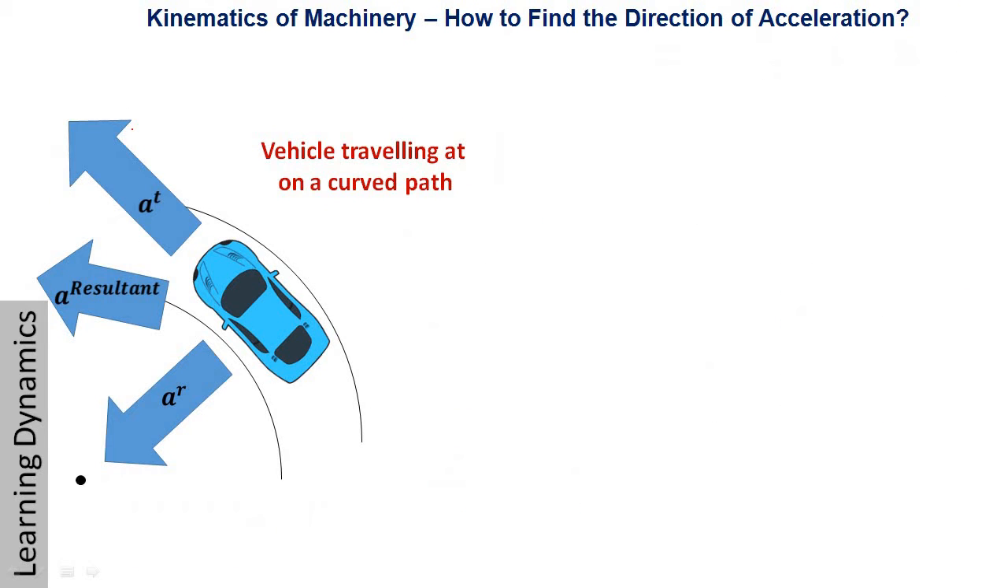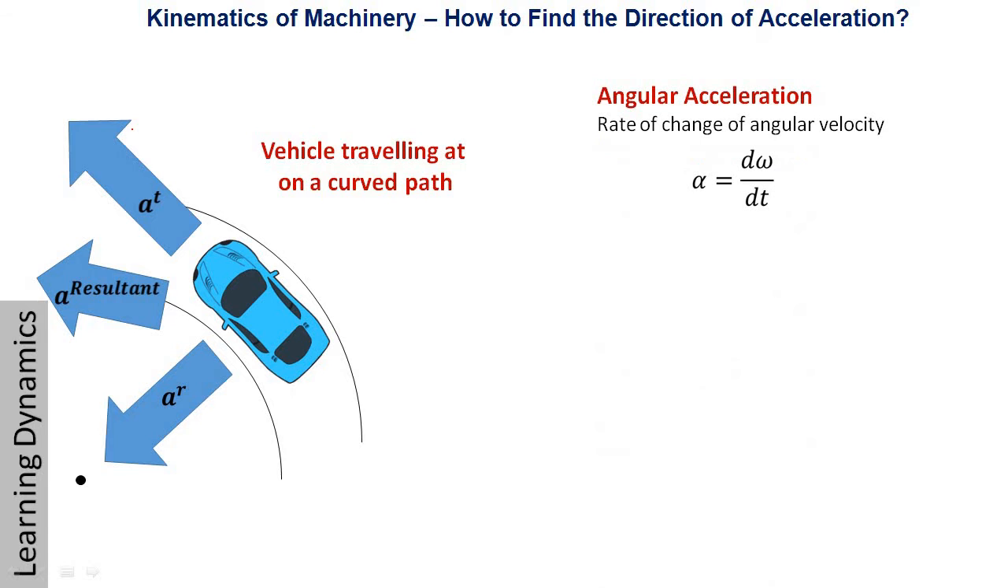Now in the next case, what will happen when the vehicle is traveling on a curved path? The vehicle is traveling and the road has a small curve. In that case, what are all the components of acceleration that we'll deal with? Before that, we'll look at some basic terms.